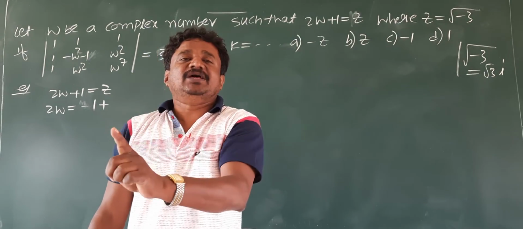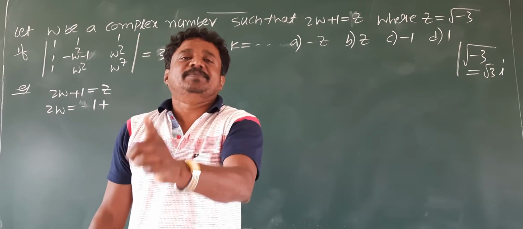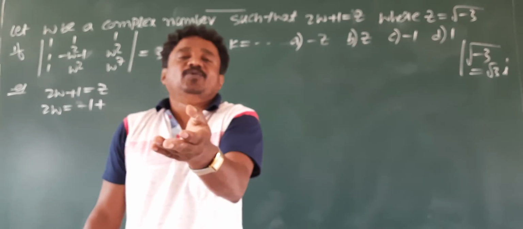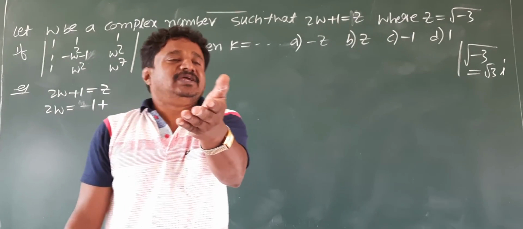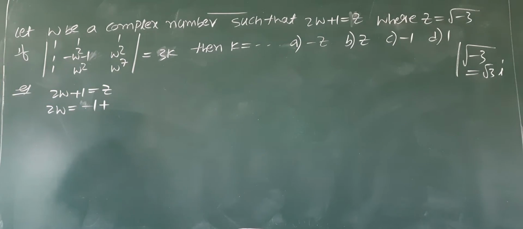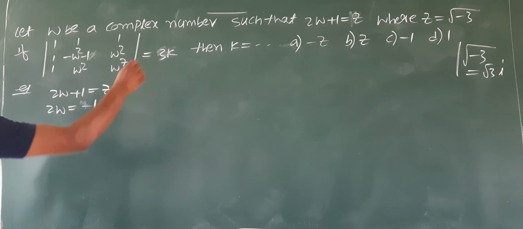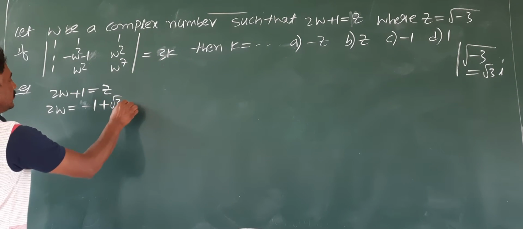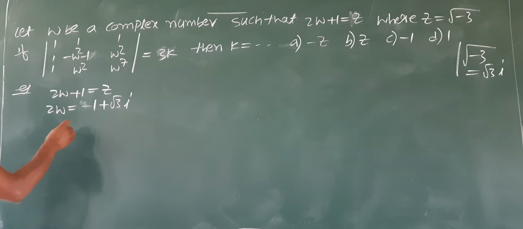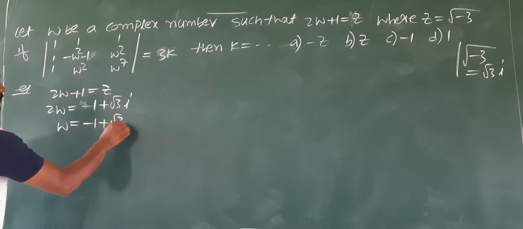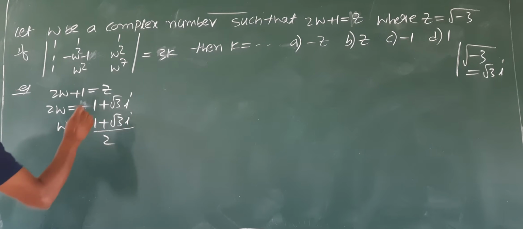On separating the roots, root of minus 1 becomes i. What is the square root of minus 1? Imaginary. It is i. So write, students: minus 1 plus z. What is z? Root 3 i. Bring this 2 down, students. Omega equals minus 1 plus root 3 i by 2.